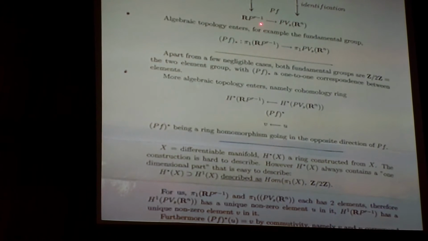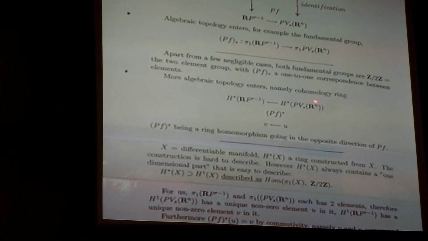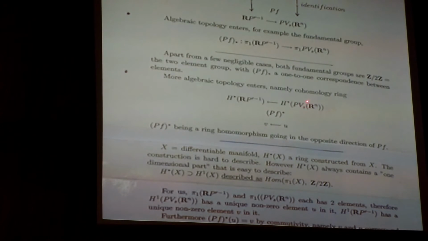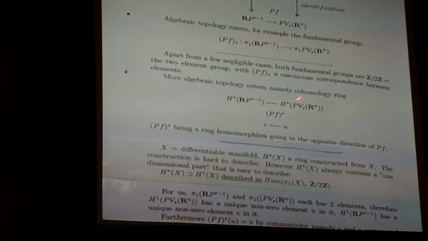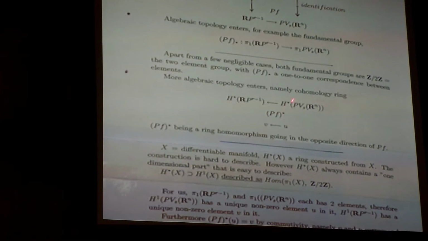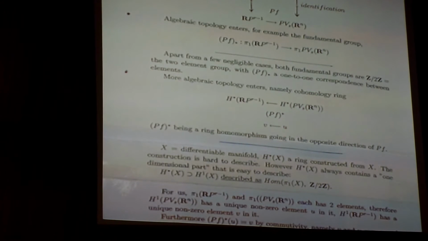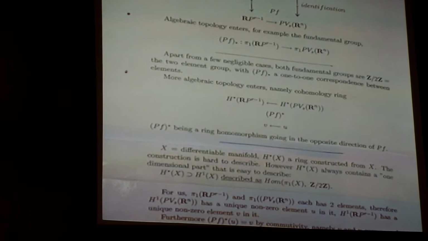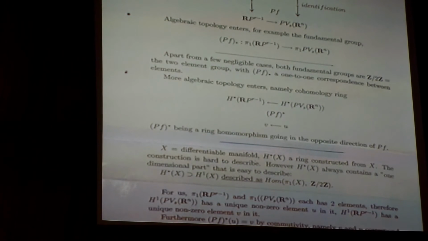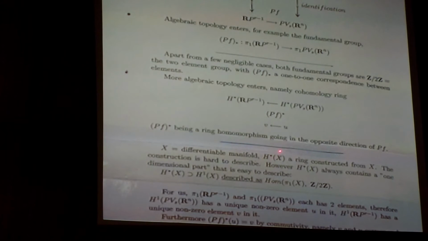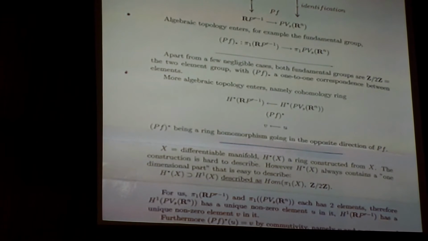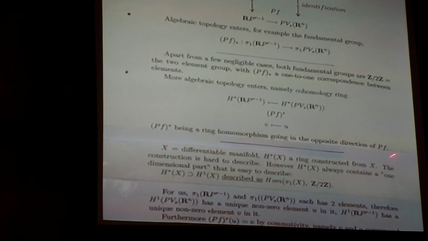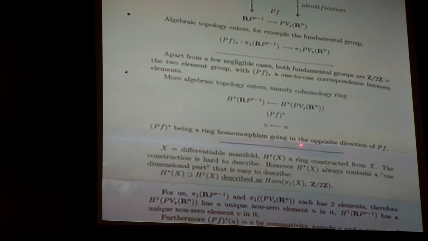Now the original map that goes from left to right induces in cohomology a homomorphism of rings from right back to left. That is called PF star. For example, it will take some element U here, some cohomology class, and bring it back to some cohomology class V. And this is a ring homomorphism, indicated by going in the opposite direction.